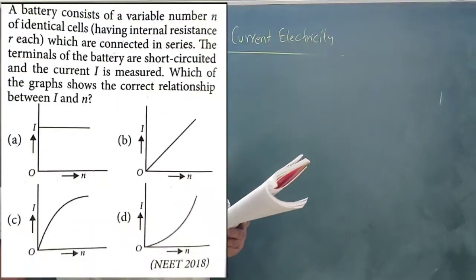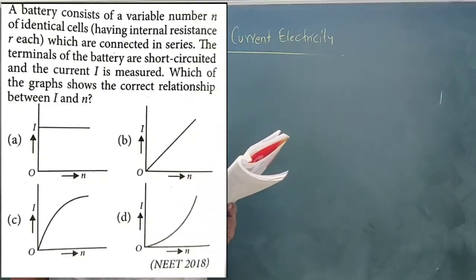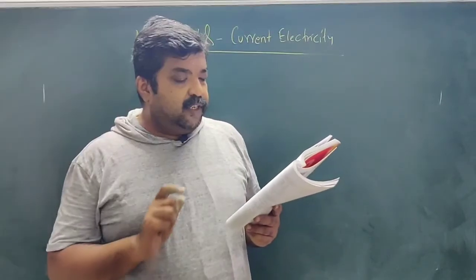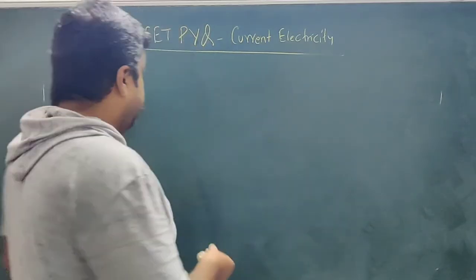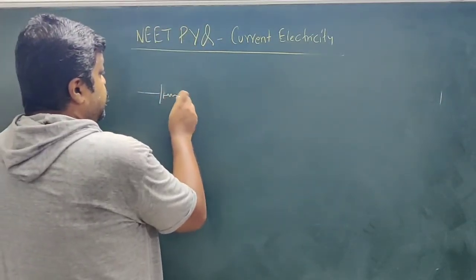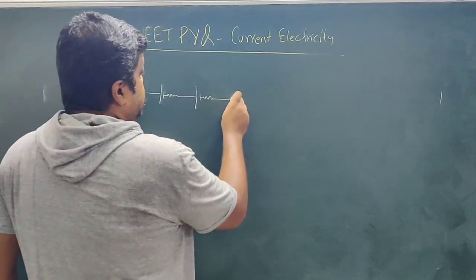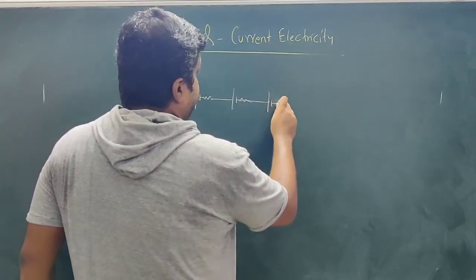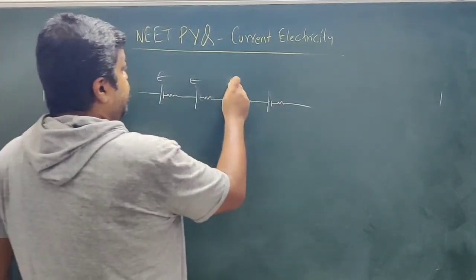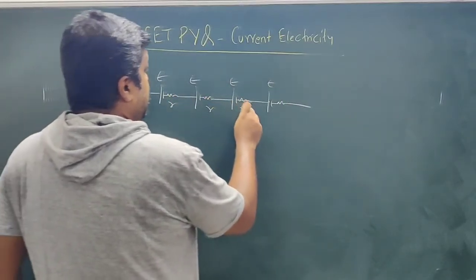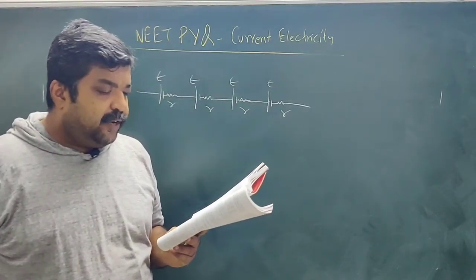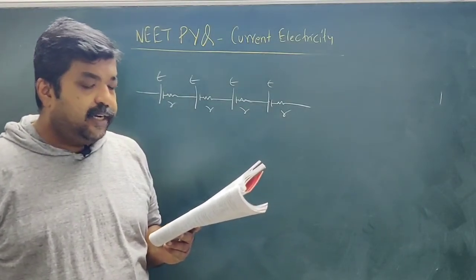So next question you have, a battery consists of variable number N of identical cells. N cells are there, having internal resistance R. So each have resistance R, which are connected in series. So we have N identical cells, each with EMF E and internal resistance R. They are connected in series. The terminals of the battery are short circuited and the current I is measured.